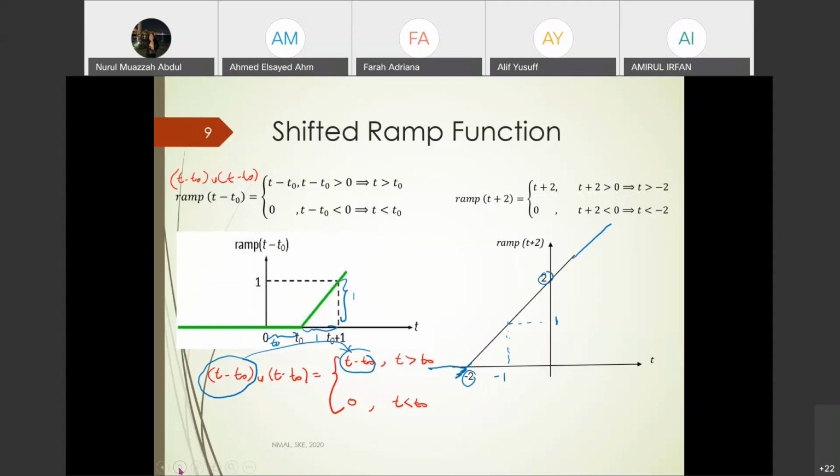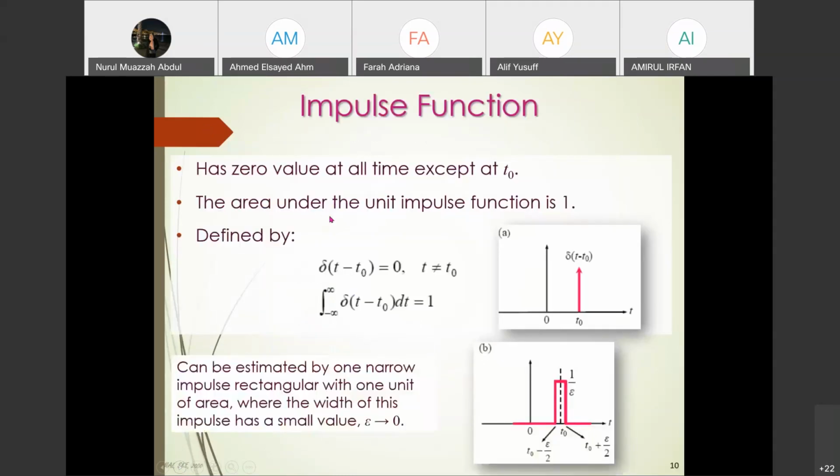Okay, we have another basic function, which is the impulse function. The impulse goes up just for a very short time. It has zero value at all times except at T naught. If T naught is zero, it means it has value at zero. So this is delta T, which means T naught is at zero.